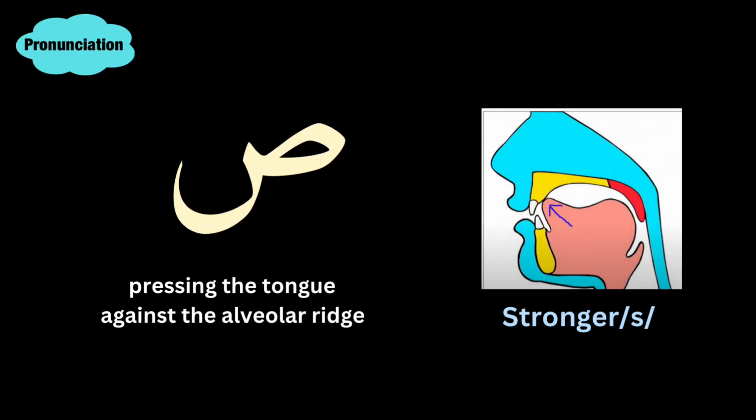صاد, صا. Now let's try to pronounce it along with the vowels. So with the long ones, sa, su, si. And with the short ones, sa, su, si.